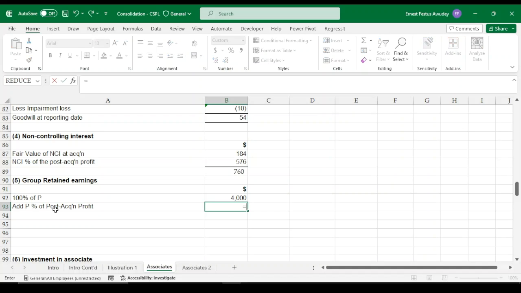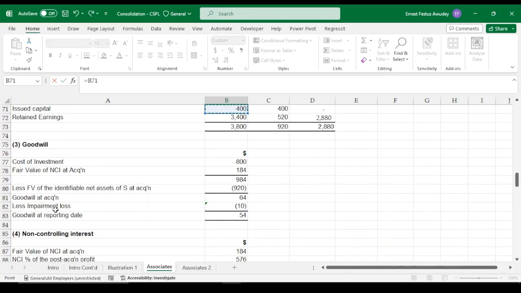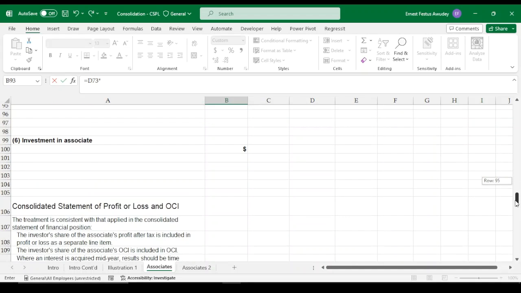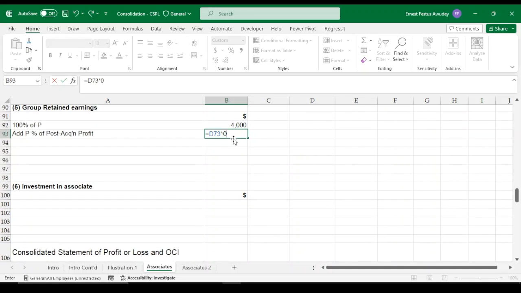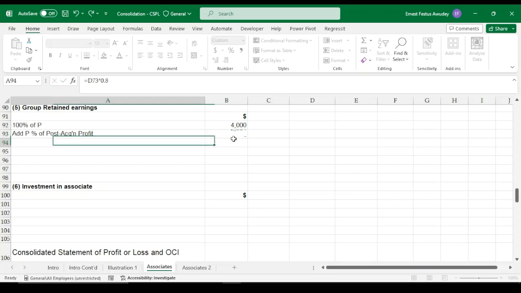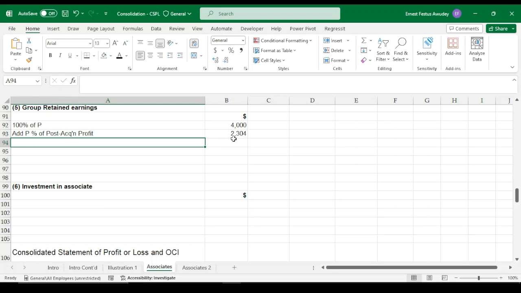So here we are going to have the parent's share of the post acquisition profits, which we have in the net asset schedule of 2,880. So I'm going to multiply that by the parent's percentage holding in the subsidiary, which is 80%. So we have 0.8. All right, so that is 2304.